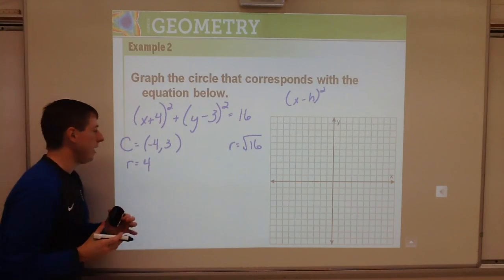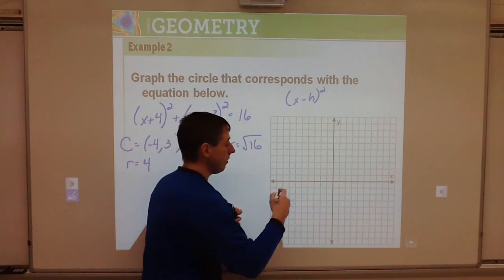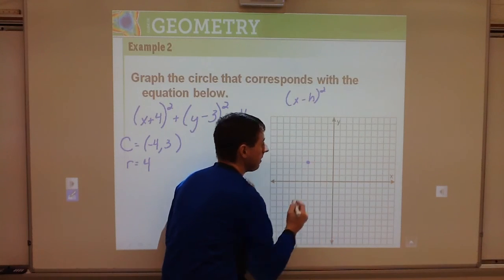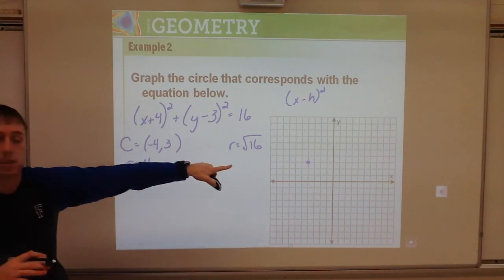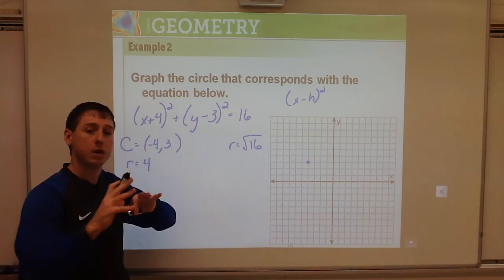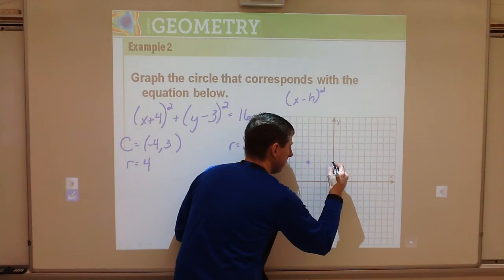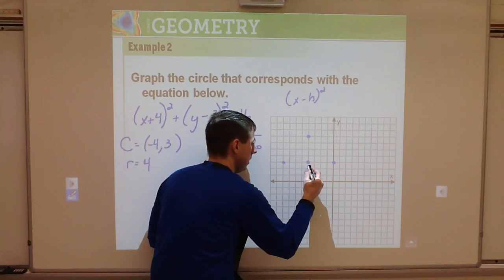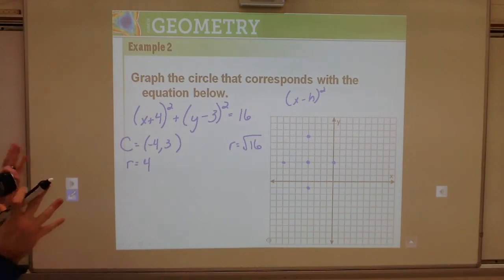So then you go to your graph, go to your center, negative 4, 3. Remember, you always go left and right first, then up and down. So 1, 2, 3, 4, then 1, 2, 3. There's my center. Then if the radius is 4, I go from that point, not from 0, 0. From this point right here, I'm going to go 4 in every direction: 1, 2, 3, 4, in each direction. And there we go. It should look very symmetrical.